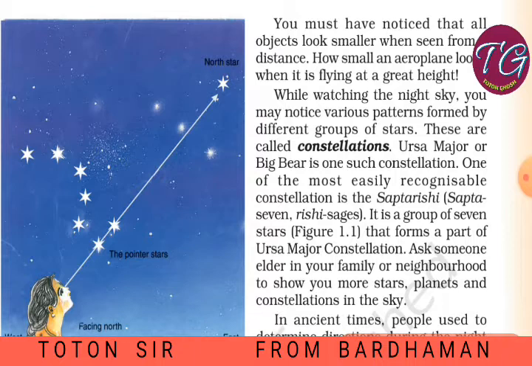One of the most easily recognizable constellations is the Saptarishi. Sapta means 7 and Rishi means sages. It's a group of 7 stars that forms a part of the Ursa Major constellation. Ask someone elder in your family or neighborhood to show you more stars, planets, and constellations in the sky. So, Saptarishi, a group of 7 stars. See here, count it. 1, 2, 3, 4, 5, 6, 7. So, this is called Saptarishi, or you can say Ursa Major or Big Bear.